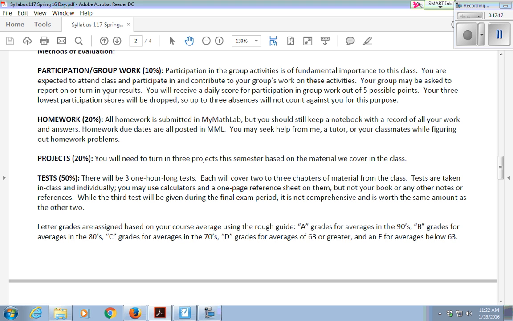Homework is 20%, it's all in Mymathlab, and you should still keep a notebook with a record of all your work and your answers for a couple of reasons.